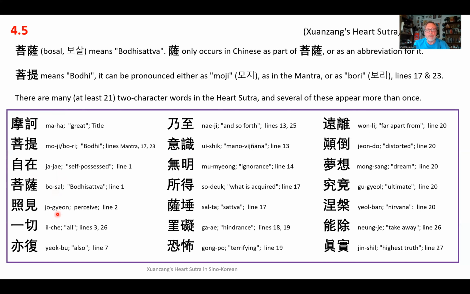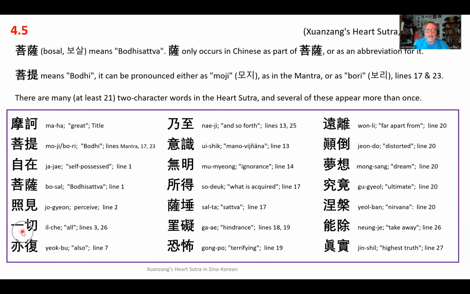This will come up later on in this lesson, Jogyeon, which is a combination of the character for illuminate and the character for to see, which combines means perceive. And then next month, almost right off the bat, and I'm going to introduce a little bit about this in this month's class as well.